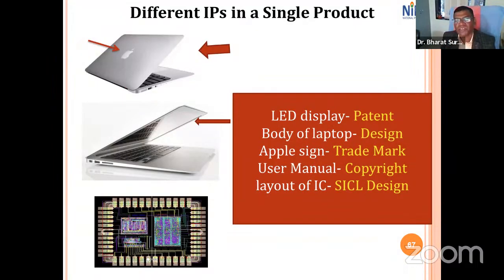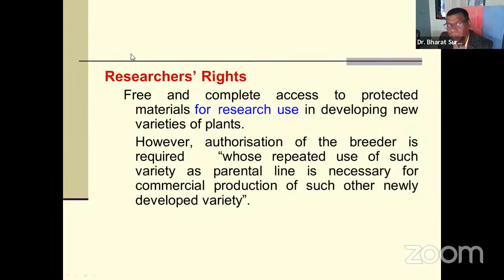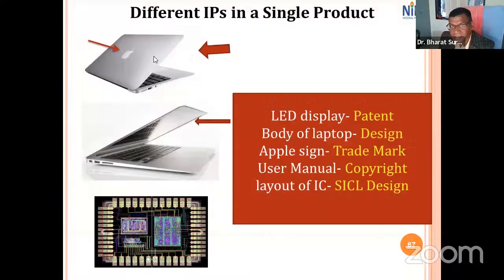You can see a simple example. I have taken an Apple laptop. By knowing this, you will come to know. They got protection as a trademark. Overall, they got protection as a design. Again, the LED display: after putting in inputs, we are getting a display. What is that technology? They can get a patent. Inside that, the circuit layout can also be protected. So my aim is to say that you can protect your single product with more than one IPR so that other companies never copy your technology.